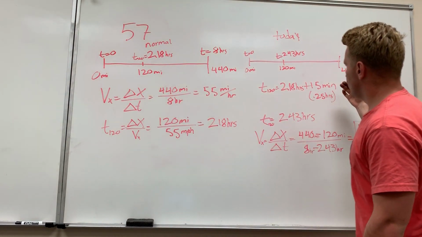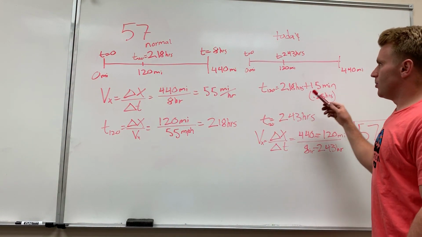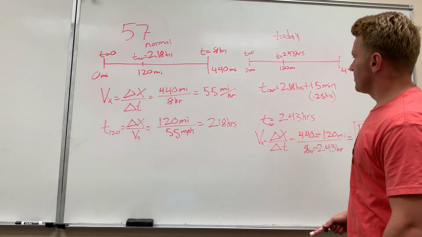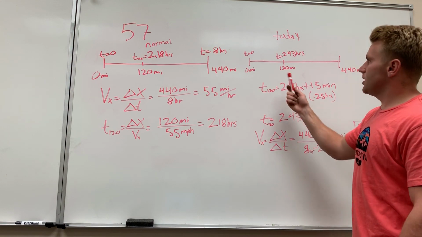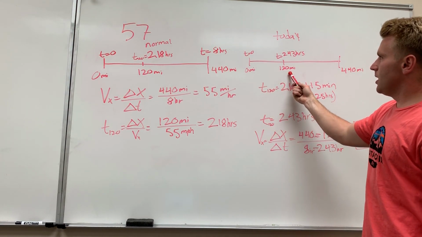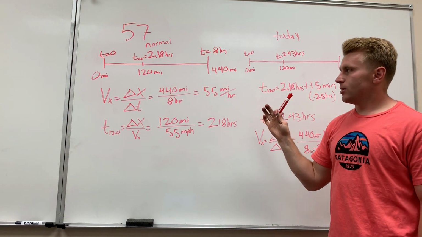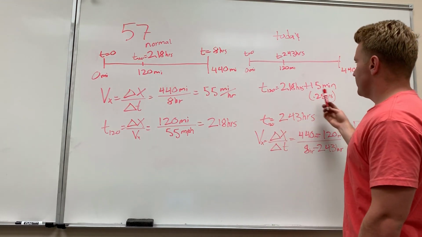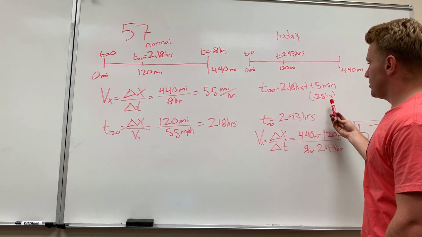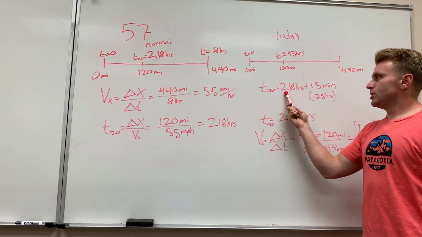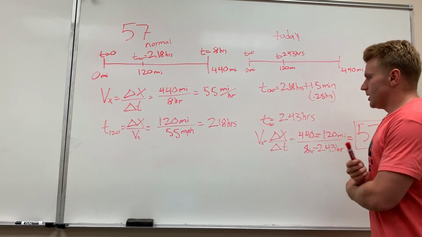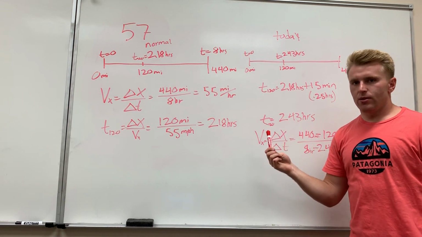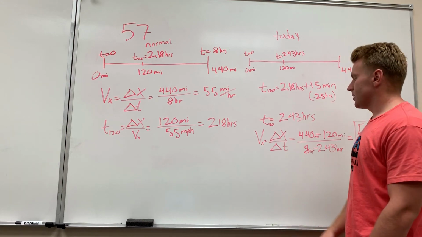But over here, we have a little diagram of what it is today when he's dilly-dallying a little bit on the road. So normally he gets to mile marker 120 in about 2.18 hours. But since he's 15 minutes behind schedule, we add 15 minutes onto that, so 0.225 hours onto 2.18 hours. So he gets to mile marker 120 in 2.43 hours today, since he's daydreaming.